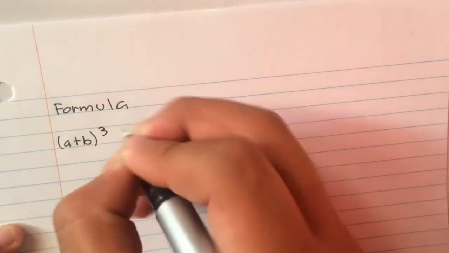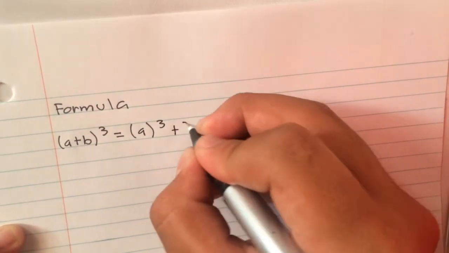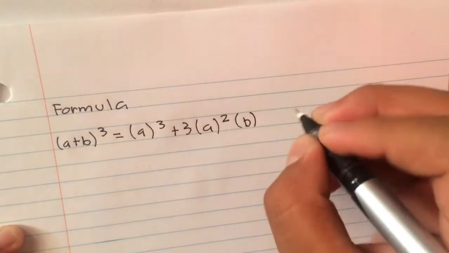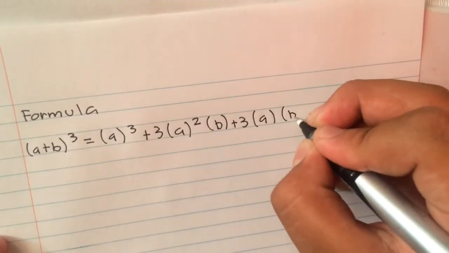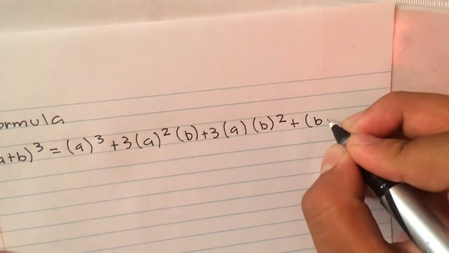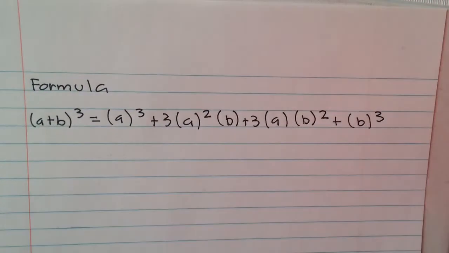Okay, let's get started. First thing you want to know is your formula. Your formula is going to be (a + b) cubed equals a cubed plus 3a squared b plus 3ab squared plus b cubed. Okay, that's going to be your formula. Let you know your formula.